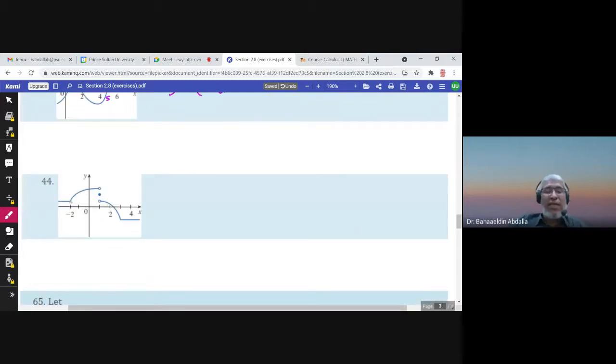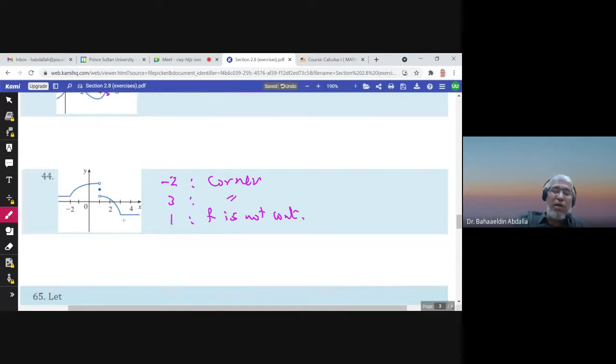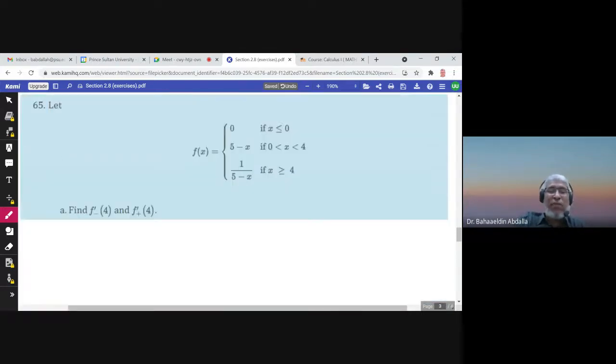Here at negative 2, there is a corner. At 2 also, and at 3, there is also a corner. And at 1, f is not continuous. So 3 numbers here, f is not differentiable at them.